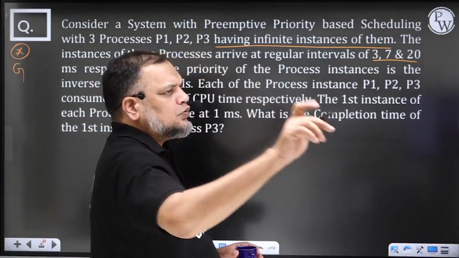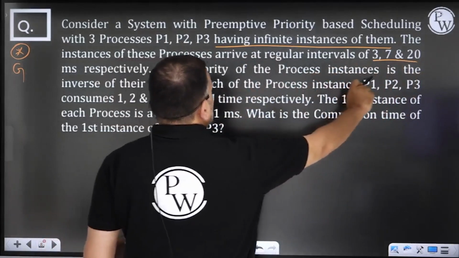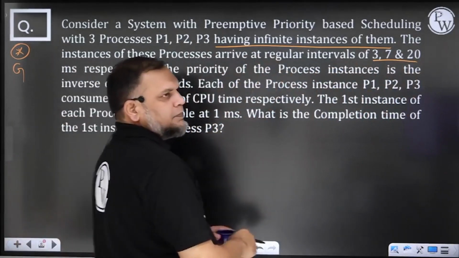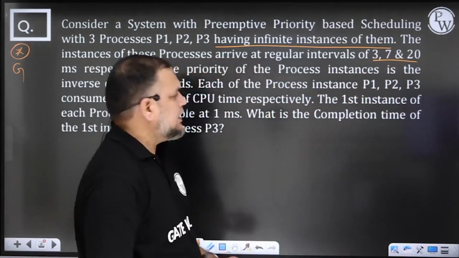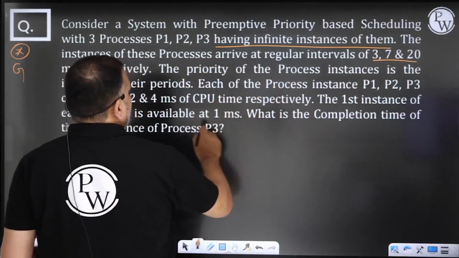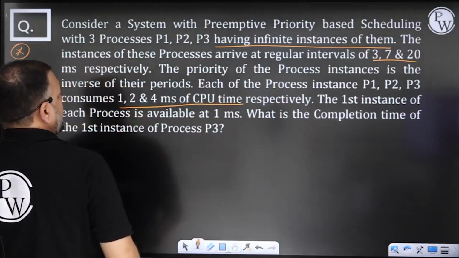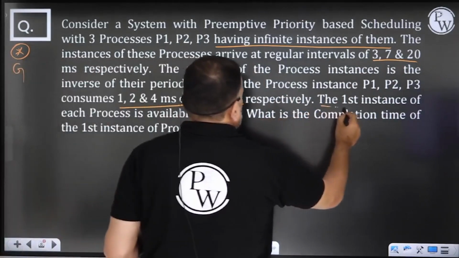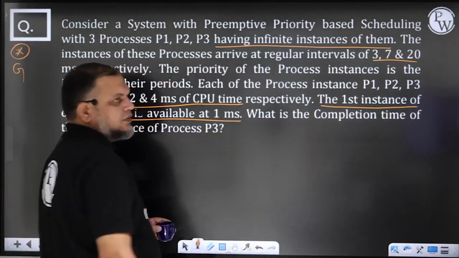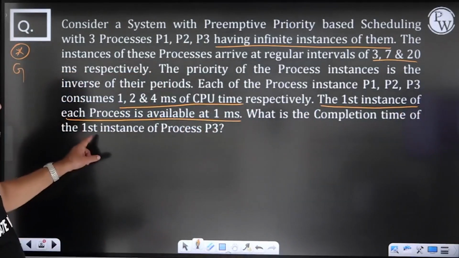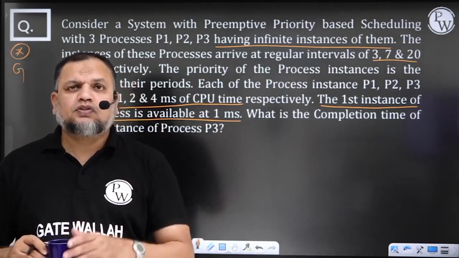The only point that you have to understand in this question is this: the priority of the process instances is the inverse of their period. The priority of P1 is 1 by 3, P2 is 1 by 7, P3 is 1 by 20. Each process instance of P1, P2, P3 consumes 1, 2 and 4 milliseconds of CPU time. Burst times are 1, 2 and 4. The first instance of each process is available at 1 millisecond, not 0. What is the completion time of the first instance of process P3? When does the first instance of P3 complete?